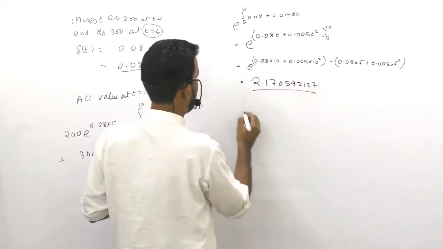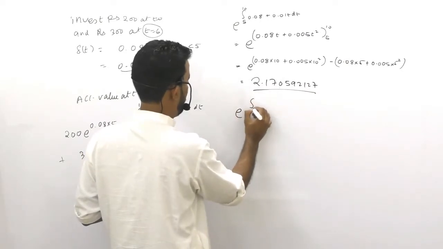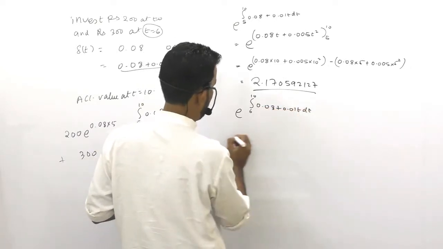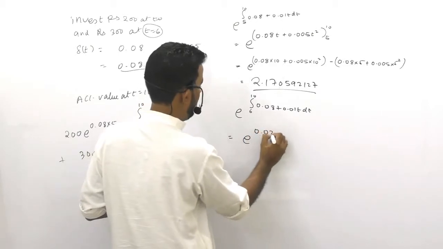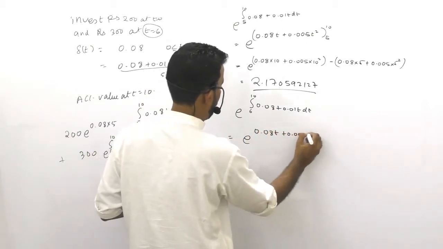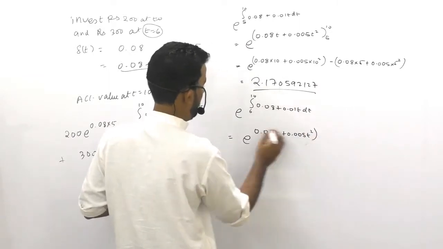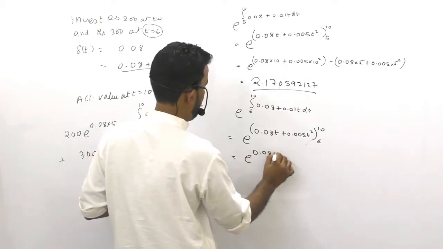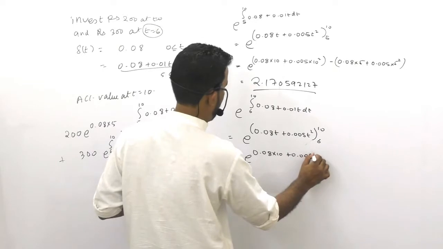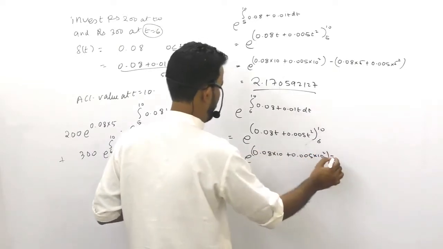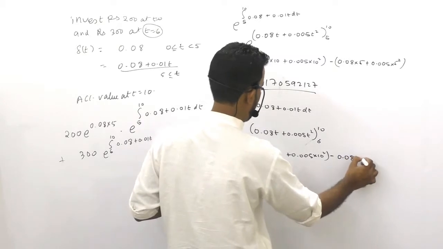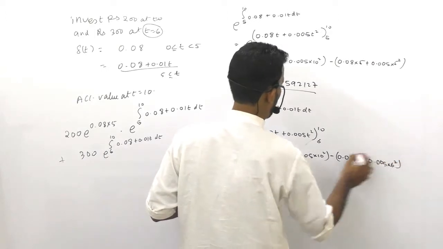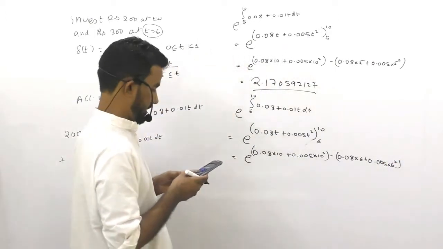Then let us solve for 6 to 10, 0.08 plus 0.01 t dt, which is e raised to 0.08 t plus 0.005 t square from 6 to 10. So you substitute 10 first, 0.08 into 10 plus 0.005 into 10 square, minus 0.08 into 6 plus 0.005 into 6 square. Let's see what the answer is.